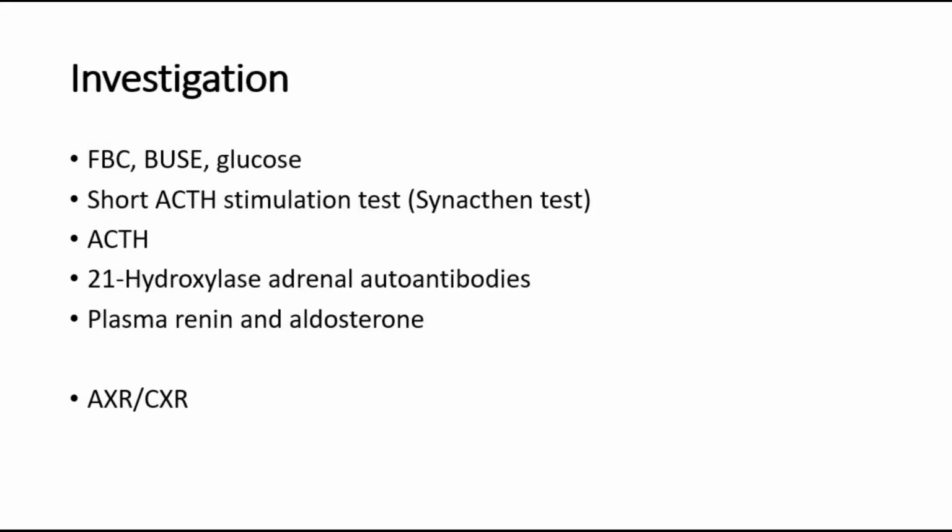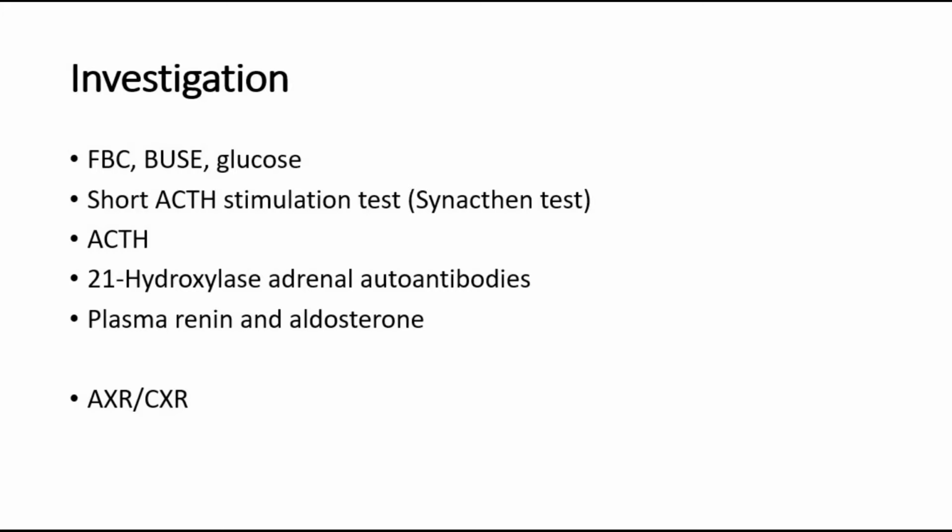To investigate for Addison's disease, we can do full blood count, blood urea and serum electrolytes, the BUSE, and also check the glucose level. For full blood count, we can do it together with differential count, where we expect to see eosinophilia and also anemia. For BUSE, expect to see low sodium level and high potassium level due to reduction in the mineralocorticoids. Whereas the glucose is expected to be low due to low cortisol level.